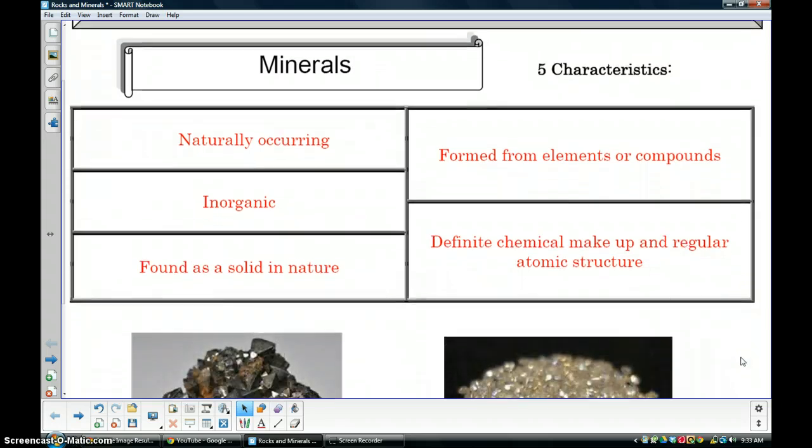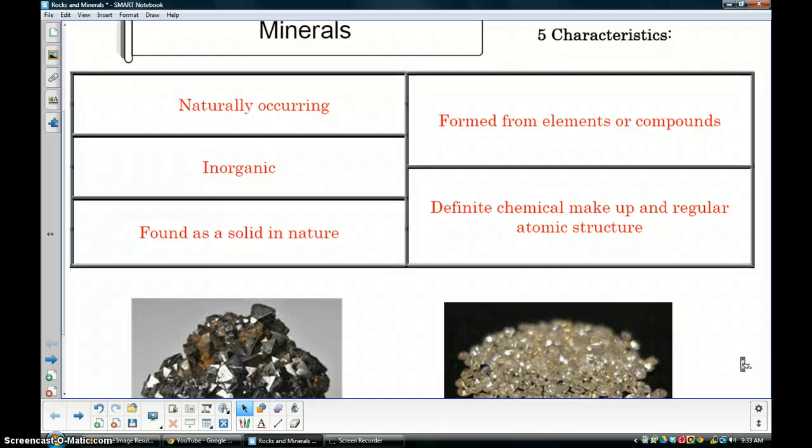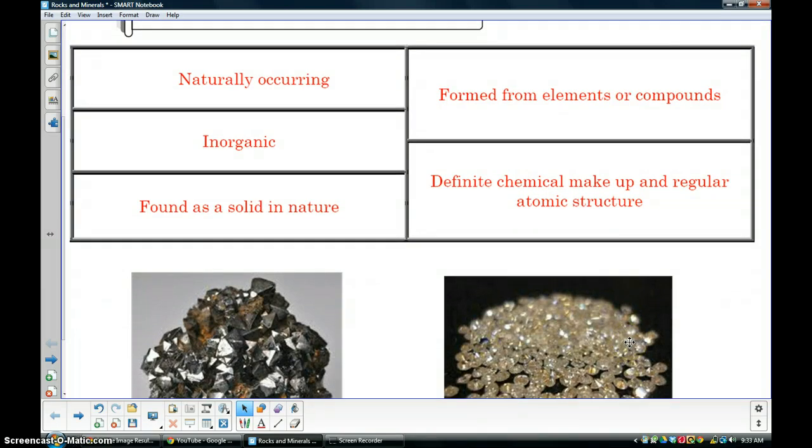So if we look at certain things down here, you can see these are both minerals. They both are solids. They form naturally. These diamonds form naturally. They're solids found in nature. They're elements, or this diamond is made out of carbon. The chemical makeup is a regular thing.